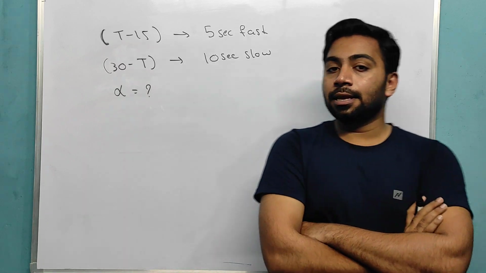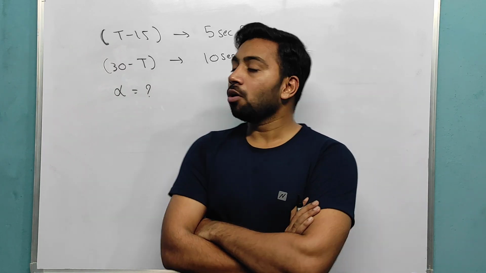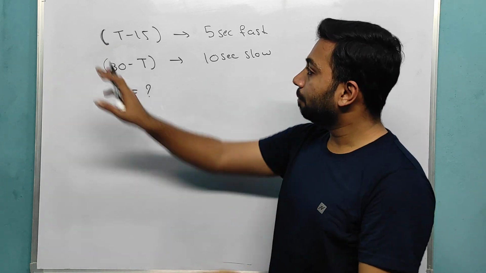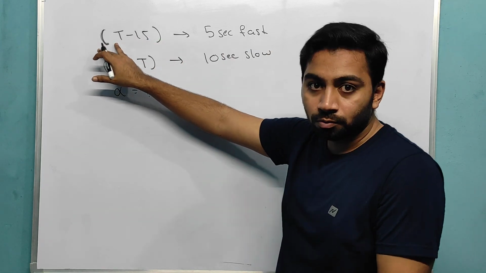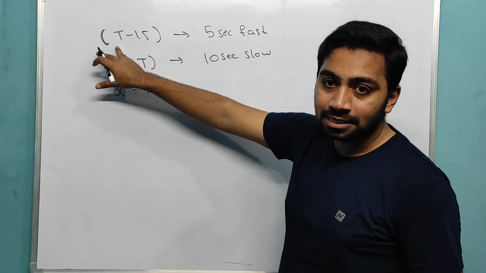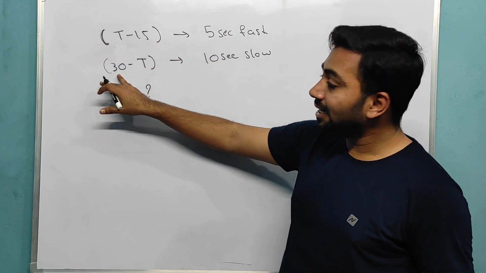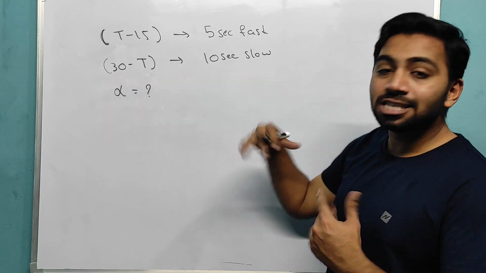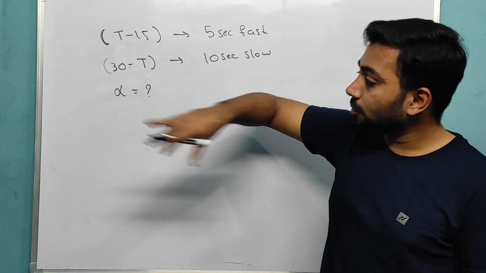Okay. See here what they are saying. There is one pendulum watch or pendulum clock whose, when we have high temperature, now when temperature is 15 degrees less than our room temperature T, if I take room temperature as T, if temperature is less than this temperature, then it will be 5 seconds faster. And if it is 30 degrees more than the room temperature, which is a difference more, then it is 10 seconds slow. Then what is that pendulum alpha value?